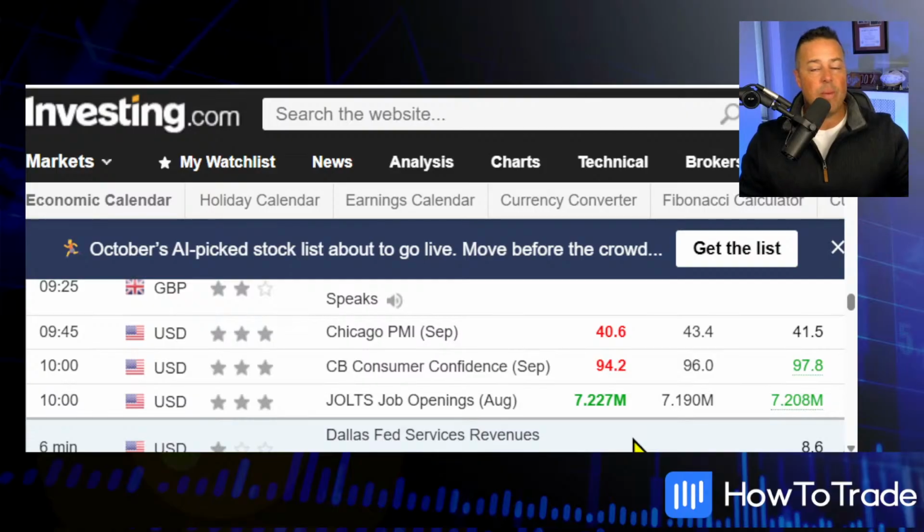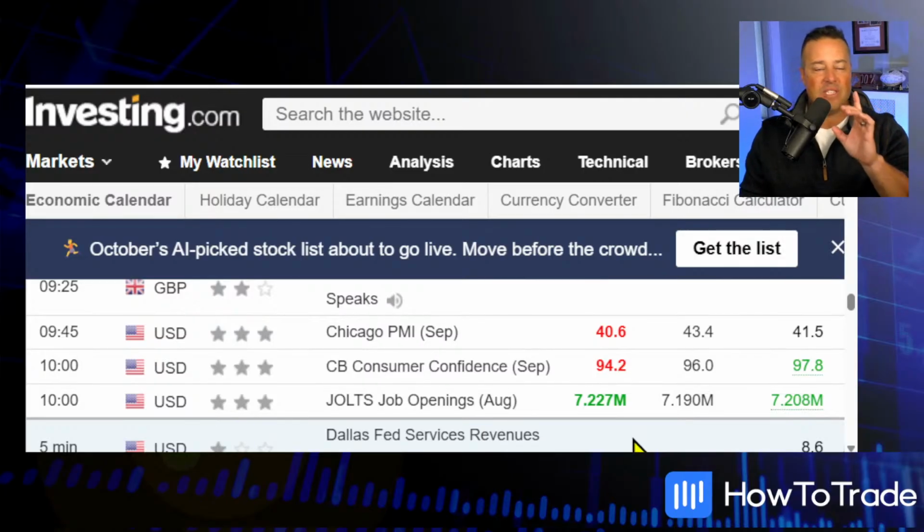All right, Chicago PMI comes in. What is the Chicago PMI? It's just an academic number. Don't get carried away with it. I won't say that it means nothing, but it means nothing. 40.6, that was beneath expectations of 43.4 and beneath the previous release of 41.5. CB consumer confidence for September came in at 94.2. That was beneath expectations of 96 and beneath the previous release.